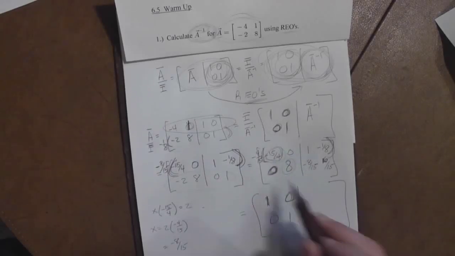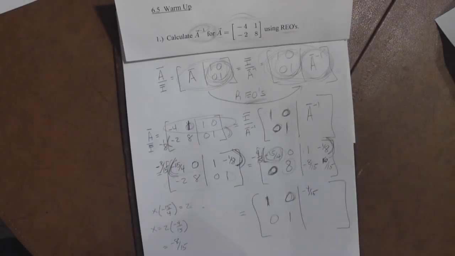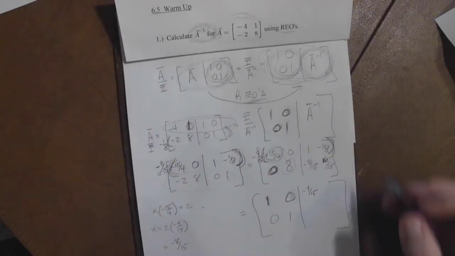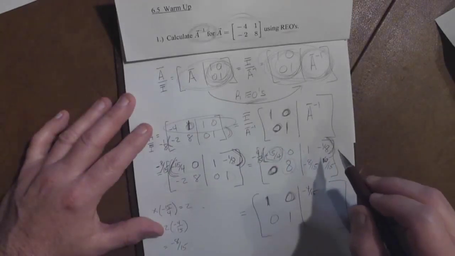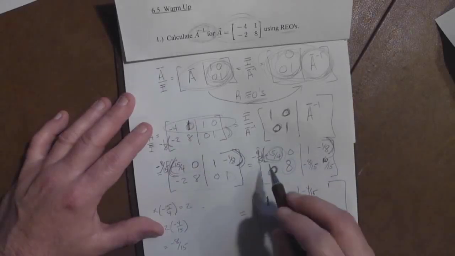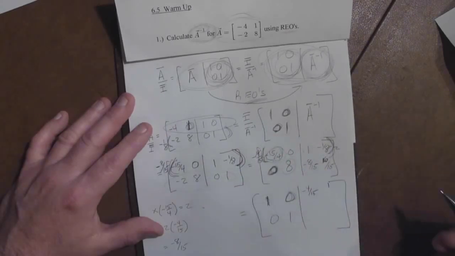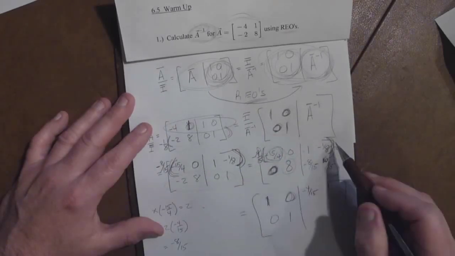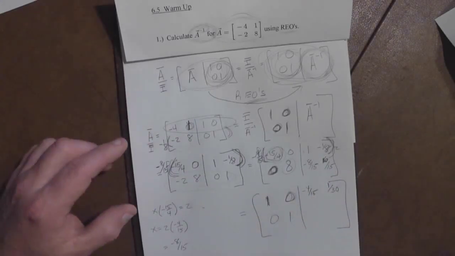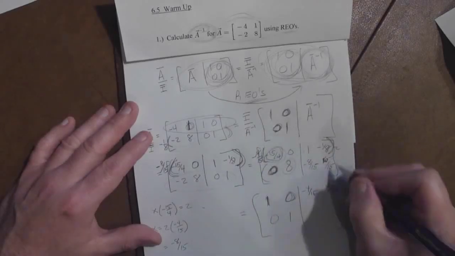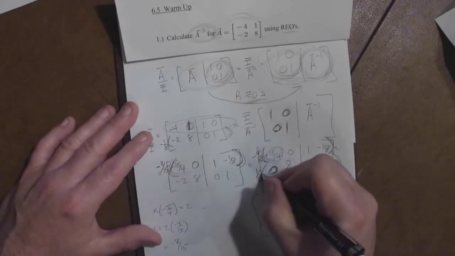Times 0 is 0. Times 1 is negative 4 fifteenths. Times negative 1 eighth is positive. What is that going to be? Positive 1 tenth? No, 1 thirtieth in value. Negative times negative is positive. The 4 and the 8 cancel, leaving a 2 in the denominator, so it's going to be 1 fifteenth times 1 half, which is 1 thirtieth in value. And then through the second row, we're just going to multiply through by 1 eighth in value.